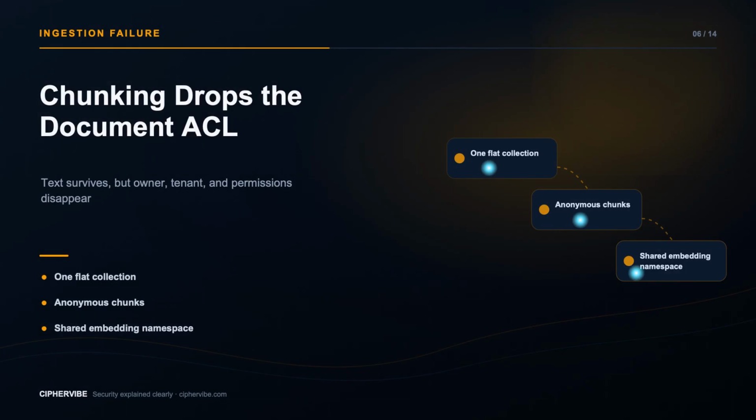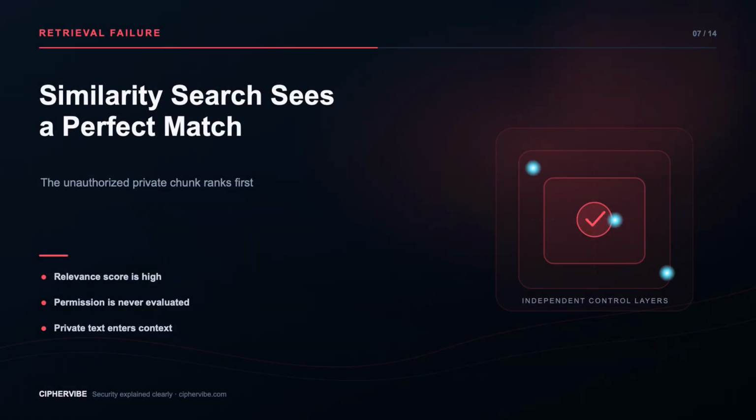The vulnerable ingestion job copies text, but drops the source access control list. Every chunk enters one flat collection with only an identifier and embedding. The private memo remains protected in the source repository, but its derivative chunks now look identical to public material inside the retrieval service. A team member asks about next quarter's project budget.